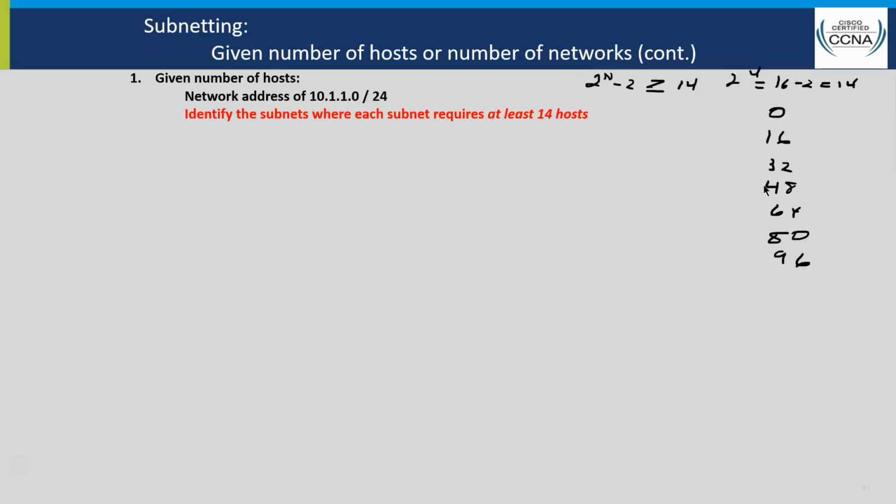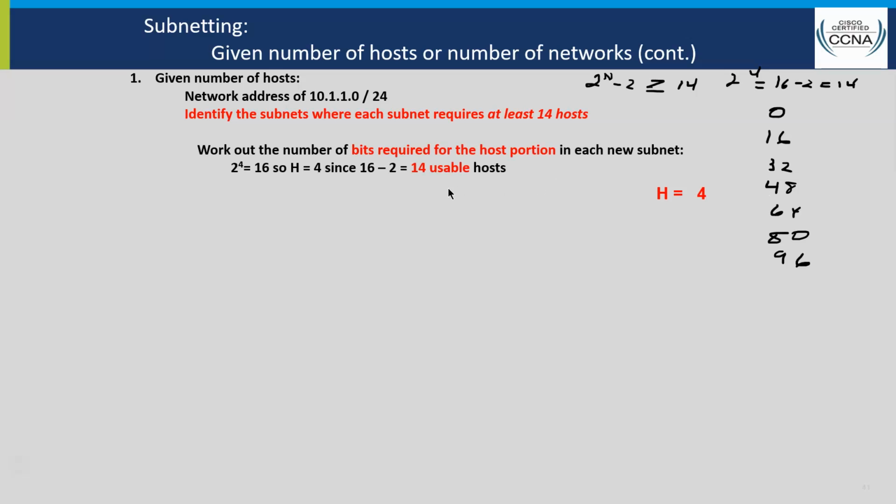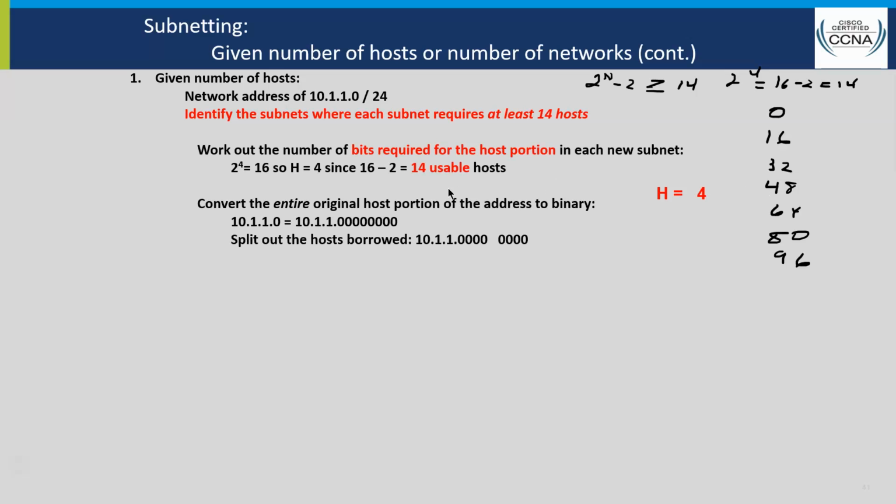Let's see if I messed that up for this one. So 14 usable hosts, host equal 4 bits. Convert the entire original host portion to binary. When we do these, split out the host bits borrowed, the last 4 bits.